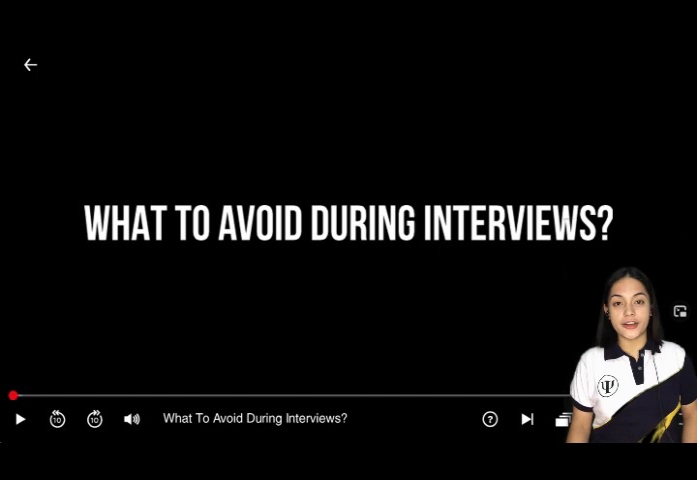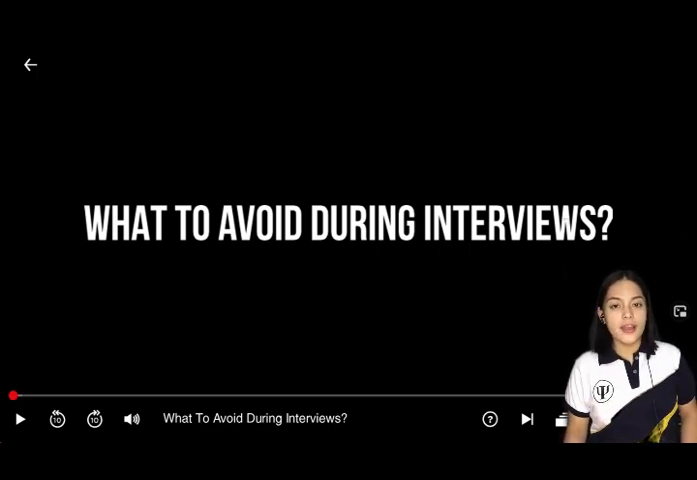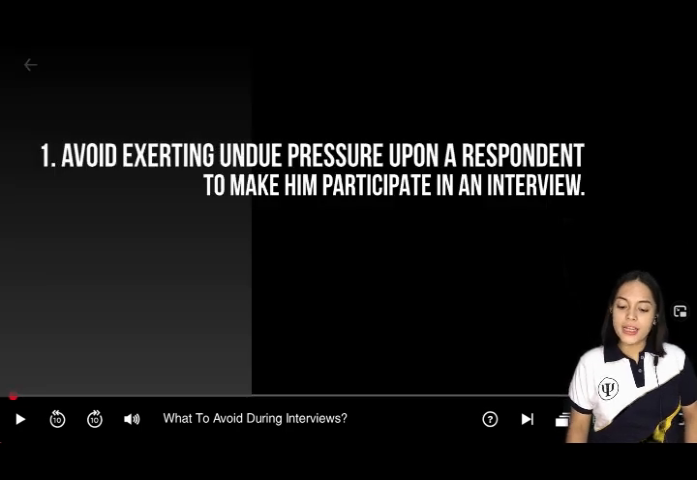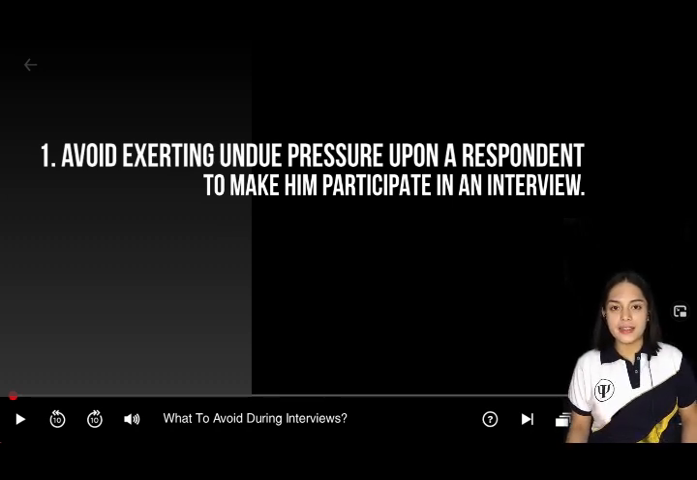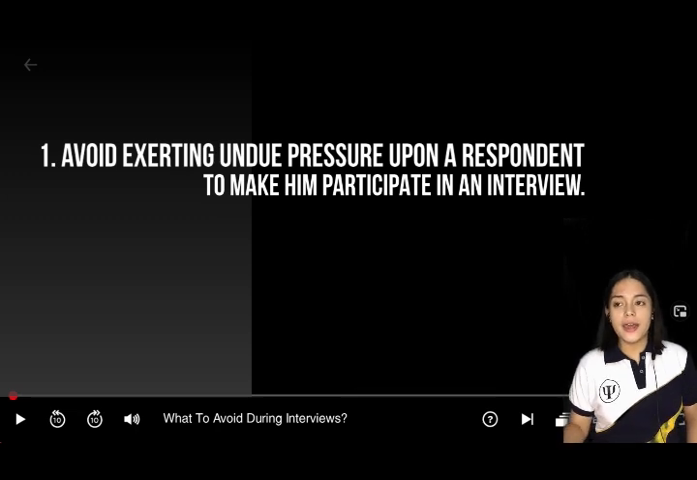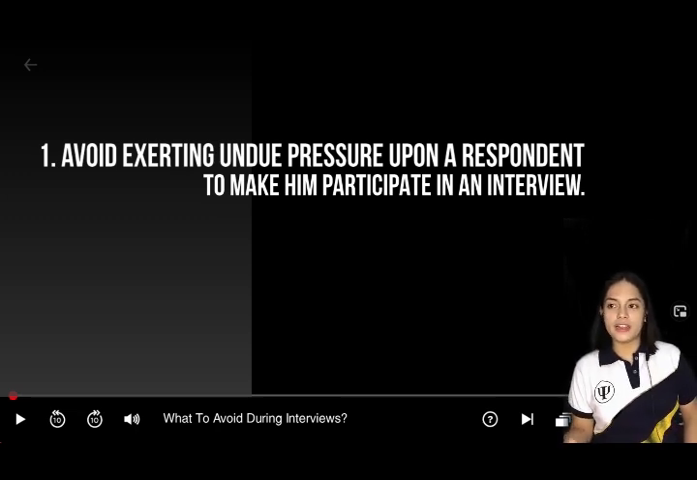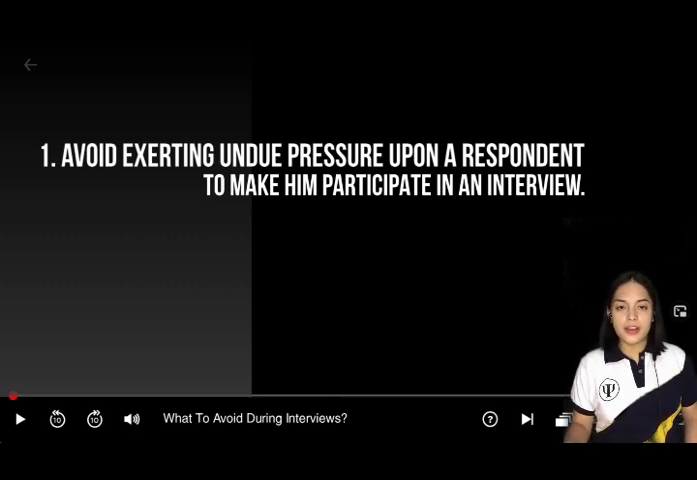What to avoid during interviews. These are the things that may spoil an interview and should be avoided. The first one is to avoid exerting undue pressure upon a respondent to make him participate in an interview. Why is that? Because when a respondent or participant is being forced or pressured by the interviewer, there is a tendency that they will not give a reliable answer, and there will also be doubts whether to give that information or not. As an interviewer, you must make sure that they are willing to participate in your interview for you to have reliable answers.